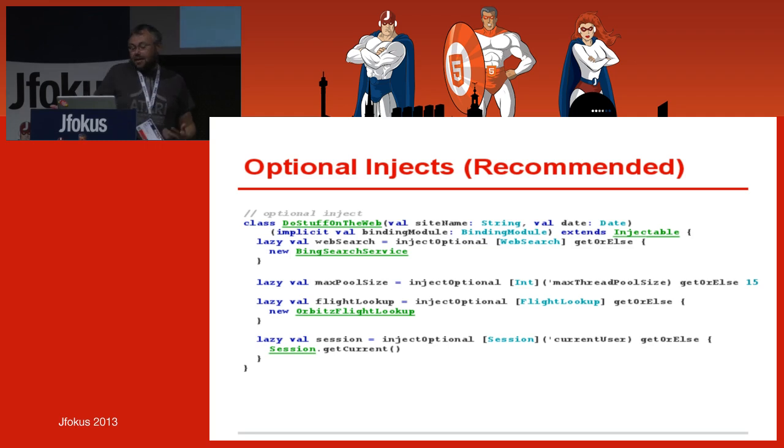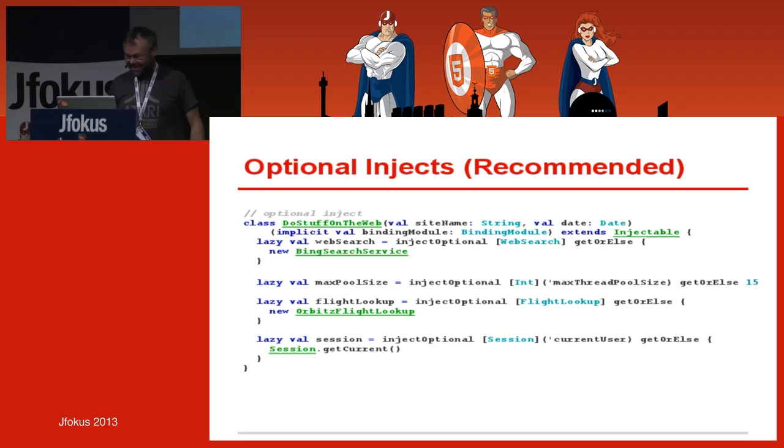So the nice thing about doing this is I can say here the web search is inject an optional web search, getOrElse. It's all standard. This just returns an Option of WebSearch, and when you do a getOrElse, it either gets the item or it executes the function on the right-hand side of the getOrElse. And that does a new Bing search service. I think I gave the original one of this at Google, so I had to put a little Bing dig in there.